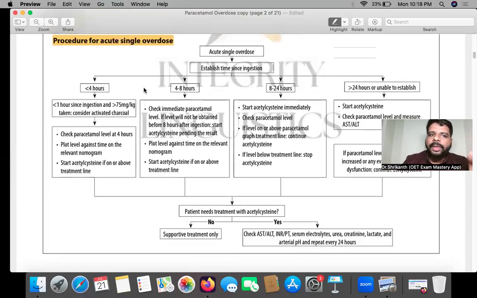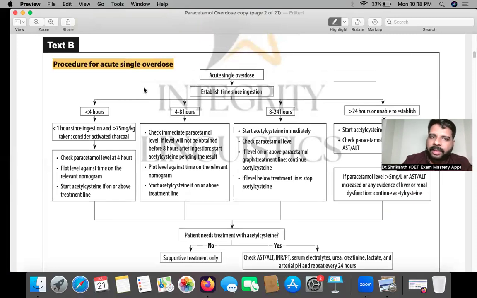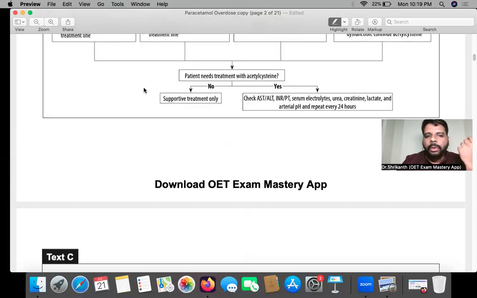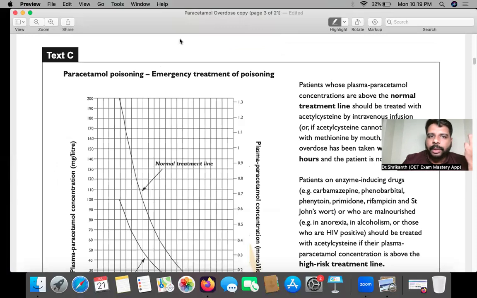Right? And now how many seconds are you spending? Maybe 2 seconds, maybe 3 seconds over here. And you have a very clear idea of what information is under text B. Right? Now you go to text C. Now what is text C over here? Paracetamol poisoning, emergency treatment of poisoning. Okay, so over here there is critical. The patient's condition is very critical, very serious. So here the patient needs urgent care, the patient needs emergency care, right? So emergency treatment of paracetamol poisoning.